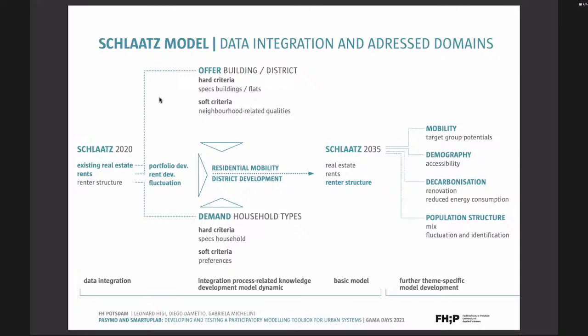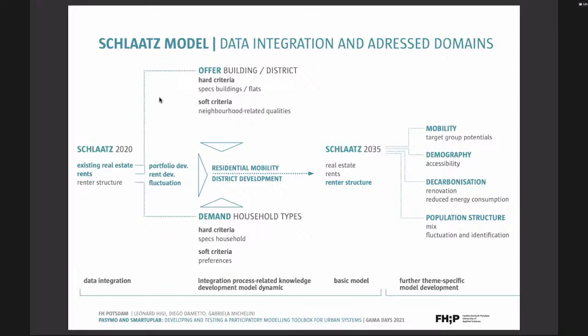The goal of this modeling approach was to communicate basic dependencies and influencing factors on residential mobility in the district, to gain insight into possible rental structures in 2035, and hence resulting district development approaches in the fields of mobility, demography, decarbonization, and population structure.